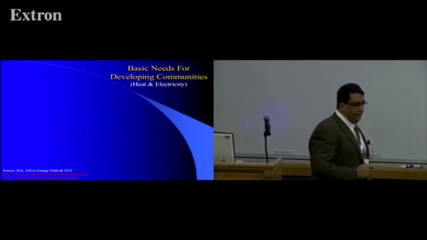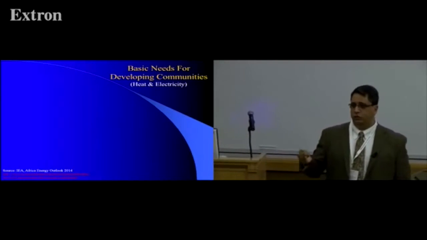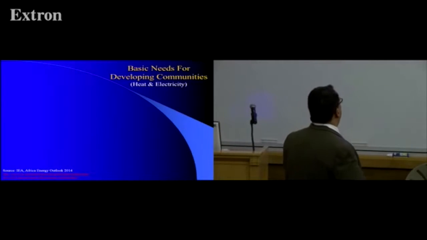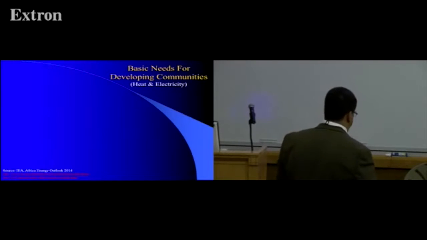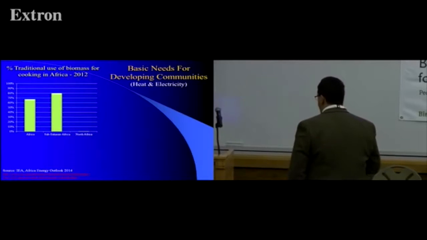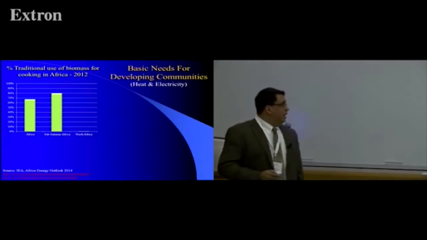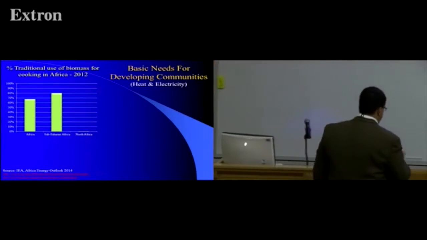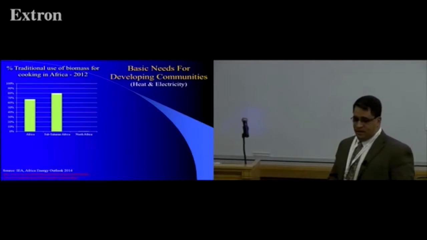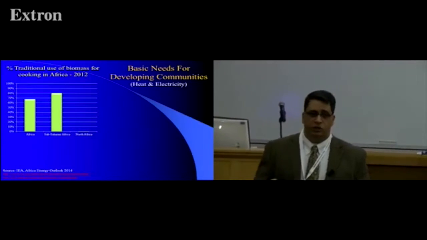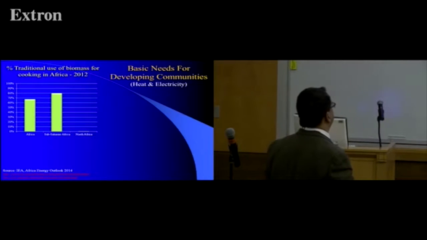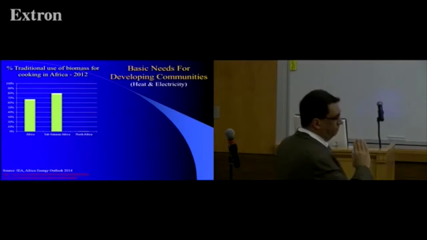So what are the basic needs for any developing nation or for any rural community? It's basically two things: heat and electricity. I'm going to be taking Africa as an example here. If we look at the traditional biomass use for heating in Africa, as you can see here, on average about 70% of the population in Africa relies on traditional biomass for heating or mainly for cooking. North Africa, not so much, so it's not really a big problem for them, for now at least.